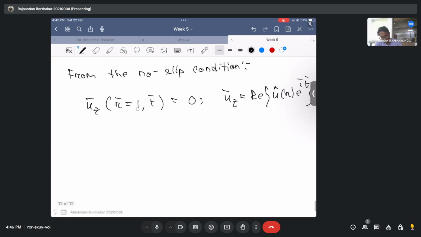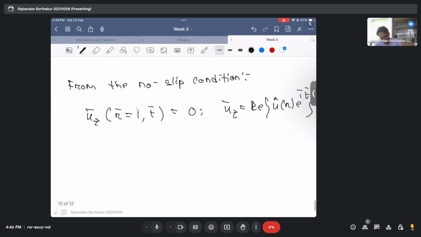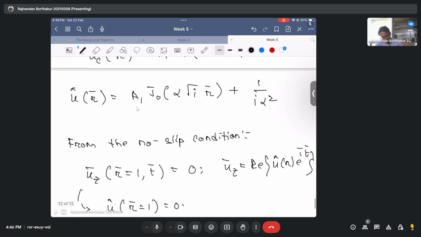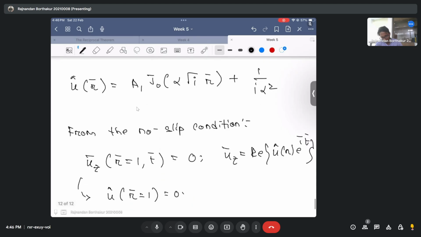Okay. Which means I can straightforward write from here that u hat at r bar equals 1 is just 0. Okay. And we'll just apply these boundary conditions here. So if I apply this, what do I get?